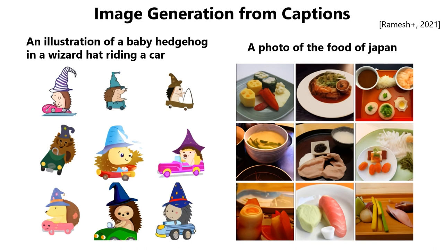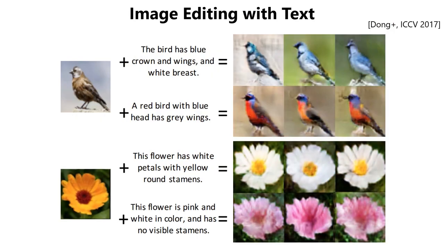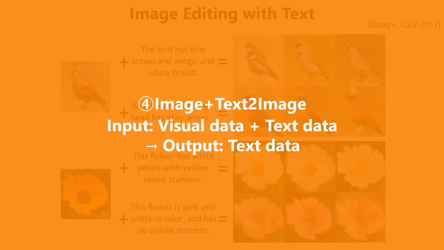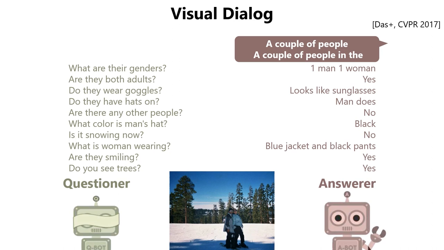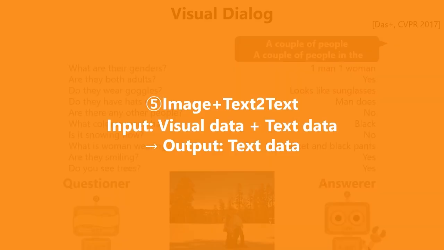The third group is text and image research, in which images are output when text is input. If you give a sentence like the one in the middle to the image on the left, the image will appear as a new image as shown on the right. In this way, a group called image plus text to image, which outputs a new image based on the input of an image and text, can be seen. Next, I would like to give an example of visual dialogue. In visual dialogue, for example, using the image in the lower center as an example, two dialogue agents can talk to each other using natural language. There is also research on image plus text-to-text, where text data is newly generated from visual and text data input.